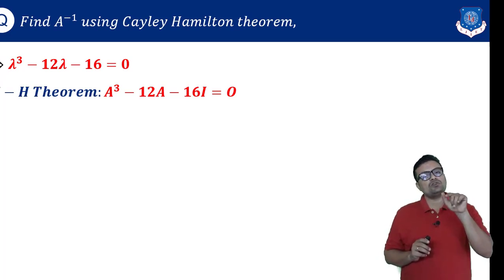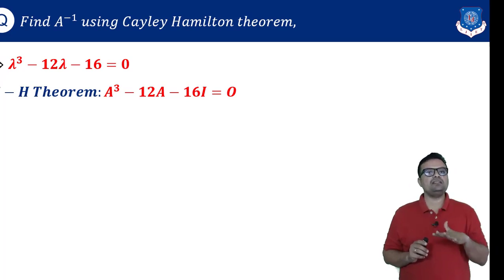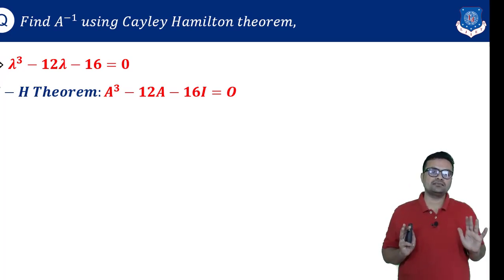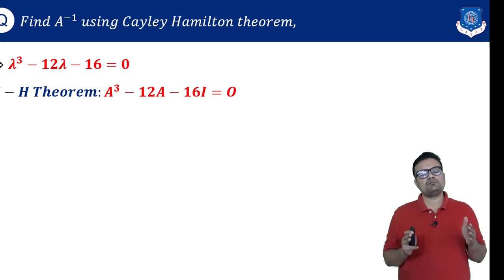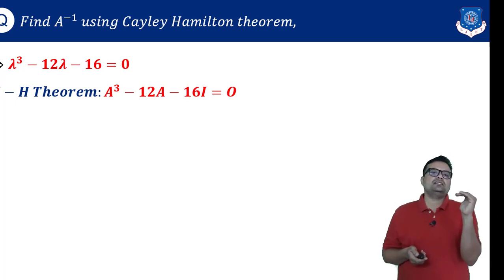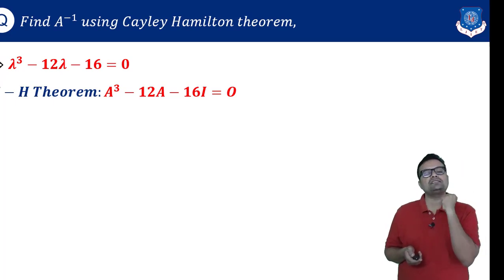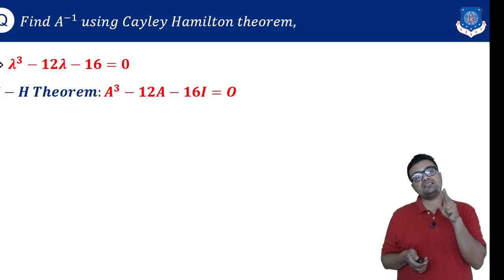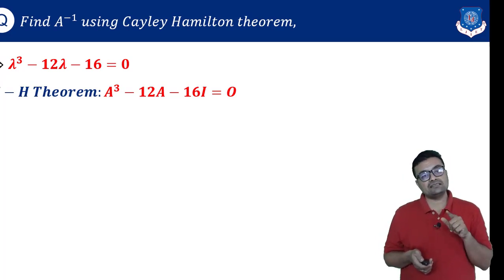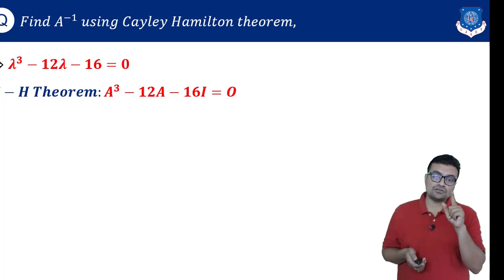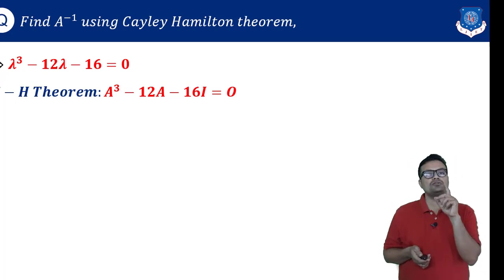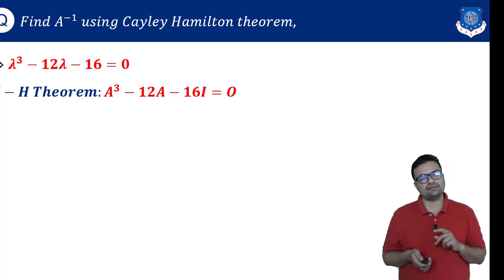To find A inverse, I will assume that A inverse exists, and that you can check by taking determinant also. See, the beauty of this S1, S2, S3 is that parallelly it will give you the condition of existence of A inverse, as determinant of A is 16. And therefore it is a non-zero value, so determinant non-zero means A inverse exists.